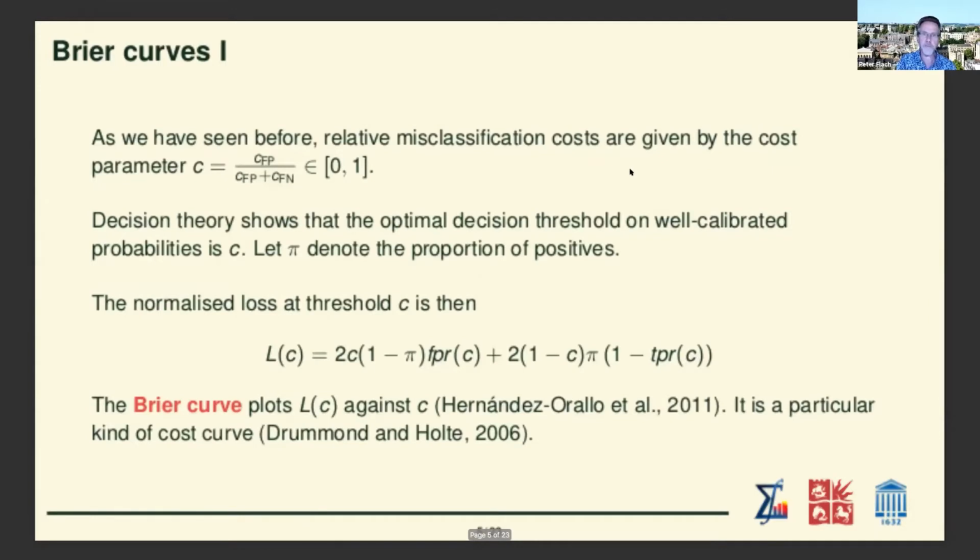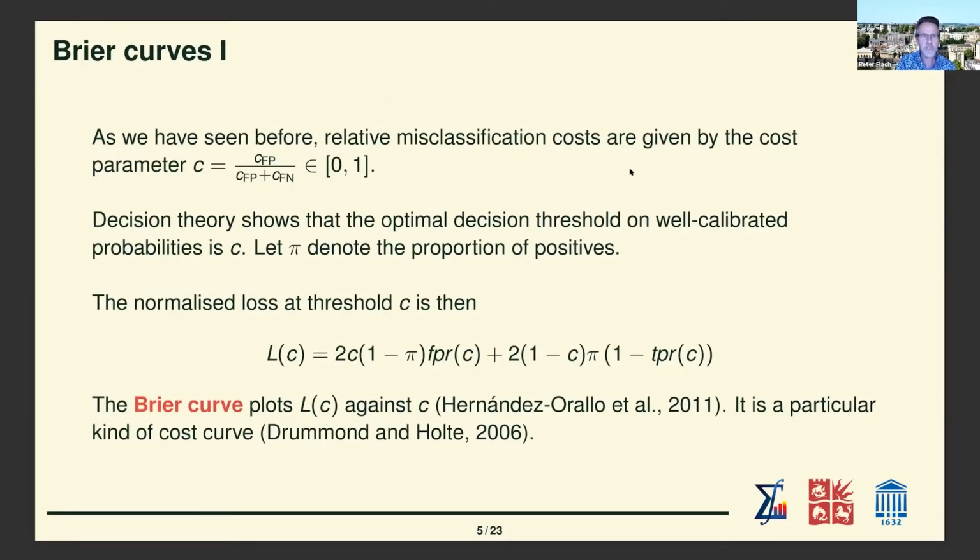So, as we've seen before, if you have misclassification costs, then really what you should consider is this cost parameter C, which is the cost of a false positive relative to the sum of the costs of a false positive and a false negative. And if your probabilities are well calibrated, then the optimal threshold on your probabilities is given by C. So if we use pi to denote the proportion of positives, then the loss can be described in this formula here.